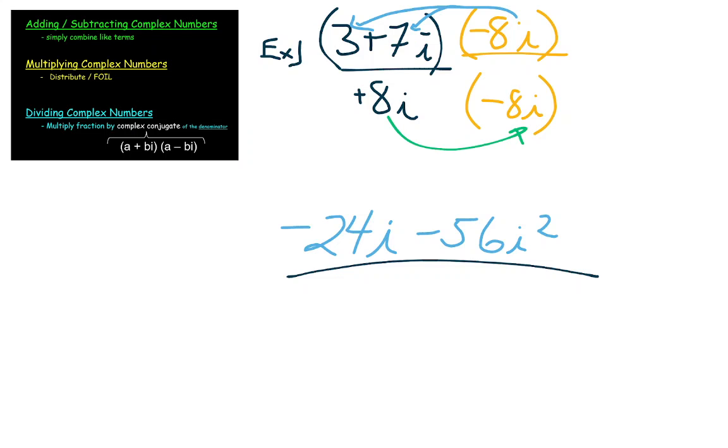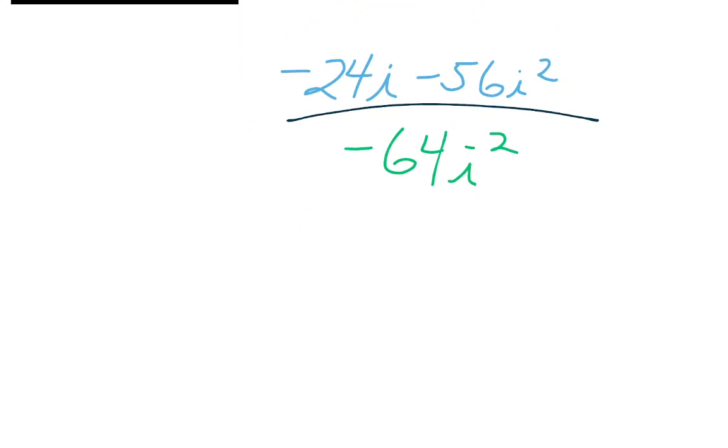How about 8i and negative 8i? 8 and negative 8, negative 64. i times i is i squared. Again, who's ready to write that? We'll do that in the next step.